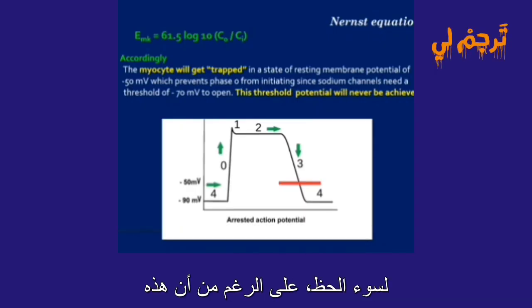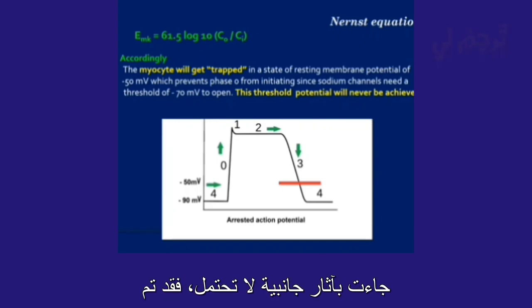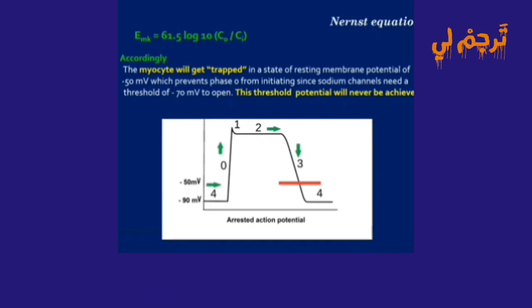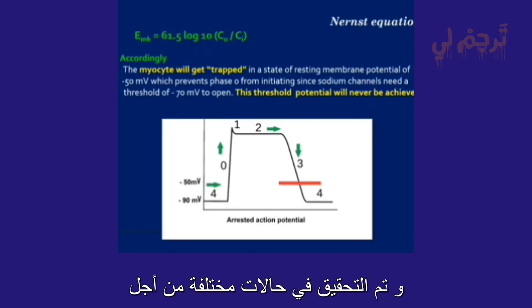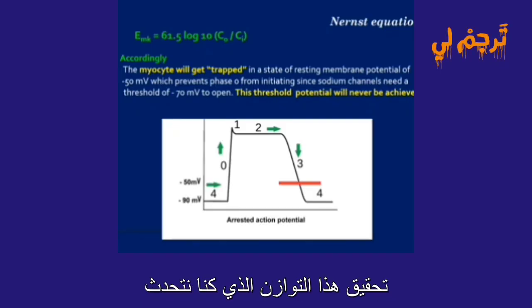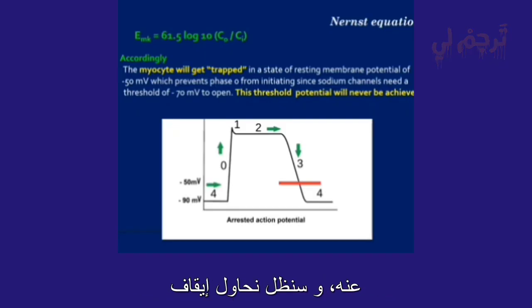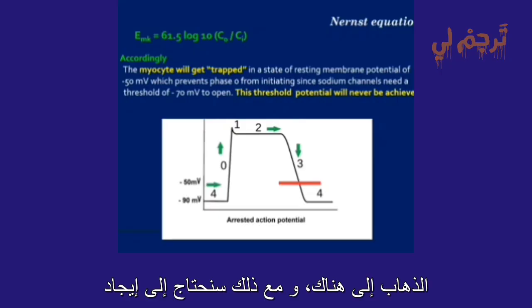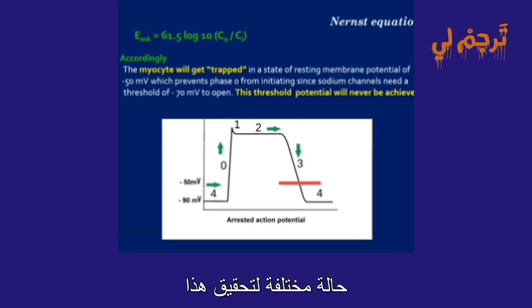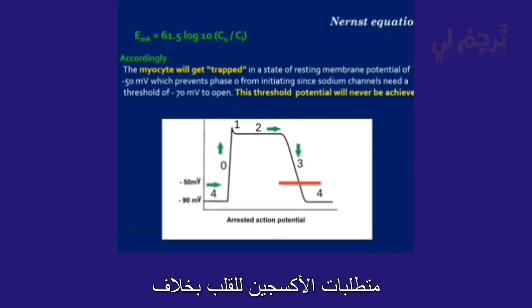Unfortunately, although this looks like a very clever idea, it came with intolerable side effects. Electromechanical arrest was abandoned for almost 20 years. Different states were investigated in order to achieve this equilibrium we were talking about. We will still try to stop the heart, we will deprive the heart, we'll just put a cross clamp, prevent blood from going there, and yet we will need to find a different state to achieve this equilibrium, decreasing the oxygen requirement of the heart, other than the electromechanical arrest.